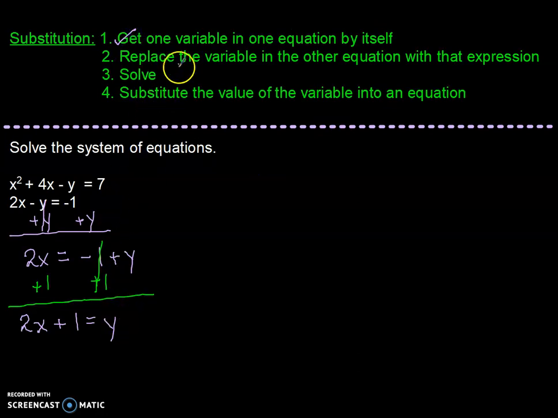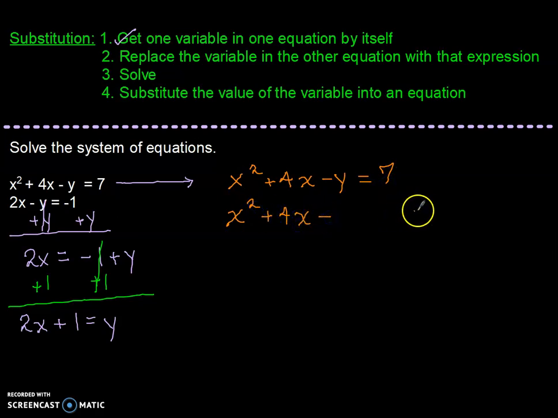That's the y. You're going to replace that variable in the other equation with that expression. So in this expression, I have x squared plus 4x minus y equals 7. So bring down the x squared, bring down the 4x, bring down the minus, the equals 7, and I'm going to replace that y with the expression that is equivalent to it, which is 2x plus 1.